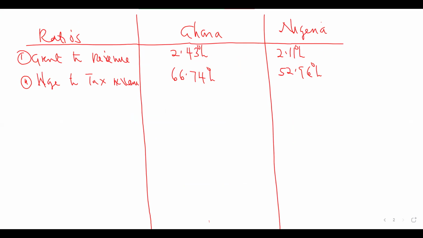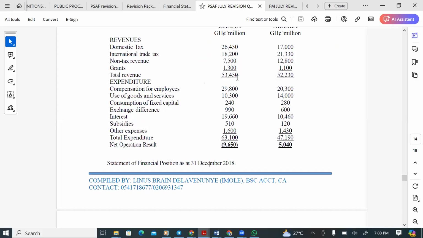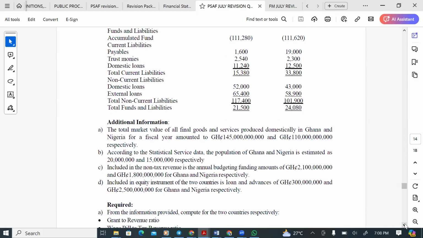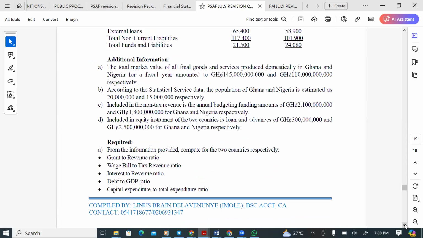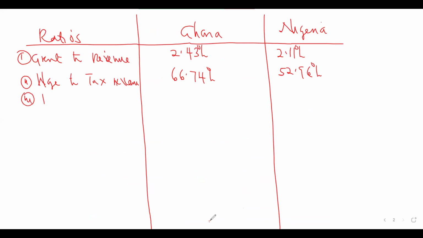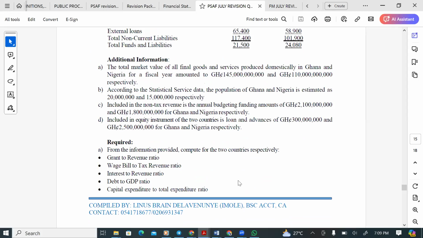The next ratio is the interest to revenue ratio. The interest, they are just talking about the debt interest. If they didn't mention the revenue, it is total revenue. Okay, the total revenue. So let's go to our statement there.